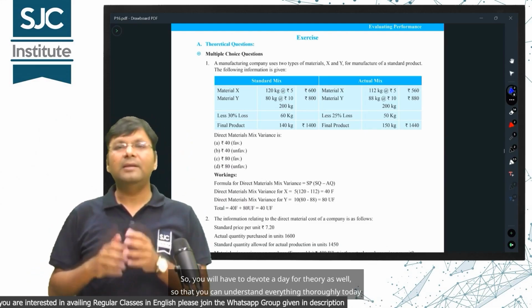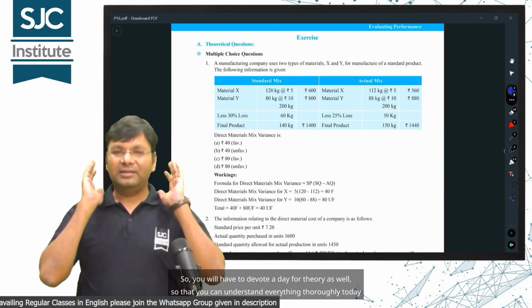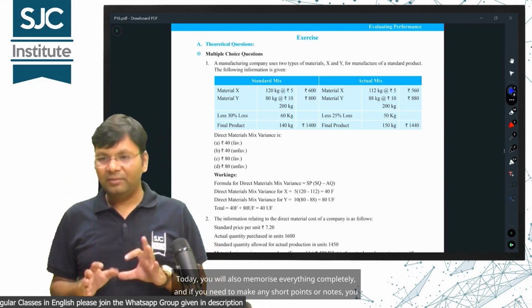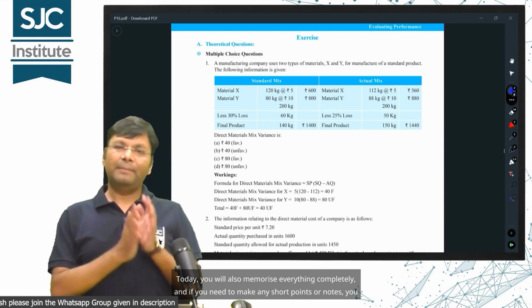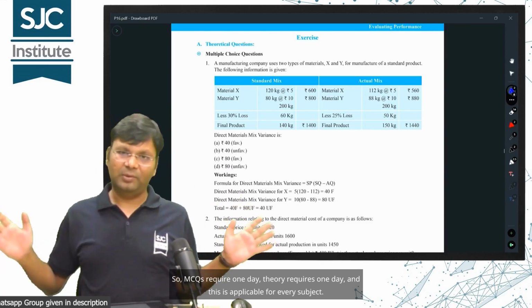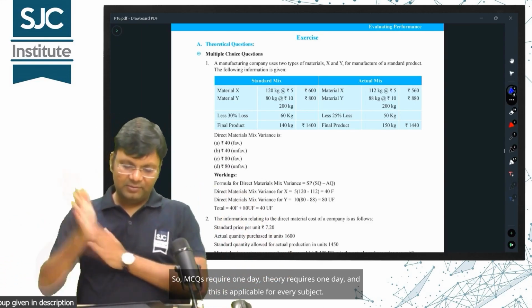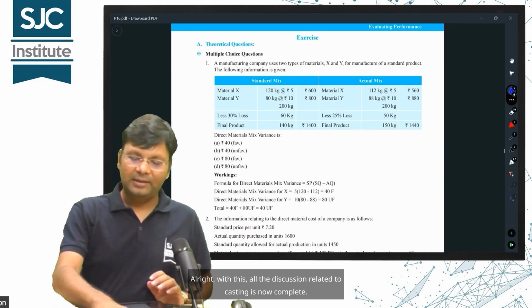So, you will have to devote a day for theory as well, so that you can understand everything thoroughly today. Today, you will also memorize everything completely, and if you need to make any short points or notes, you can make them as well. So, MCQs require 1 day, theory requires 1 day, and this is applicable for every subject. Alright, with this, all the discussion related to costing is now complete.